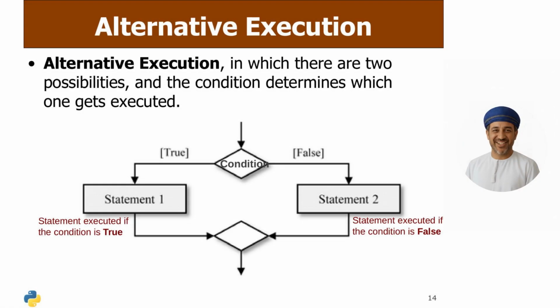Alternative execution involves 2 possibilities determined by a condition. If the condition is true, one set of statements executes. If false, another set executes. This structure allows for decision-making in programming, enabling different outcomes based on varying conditions.